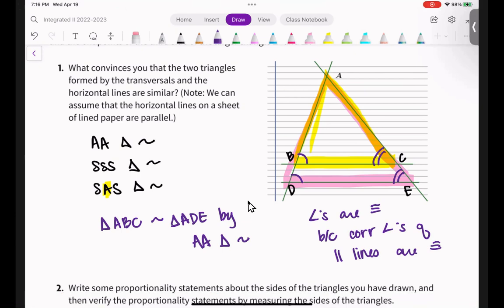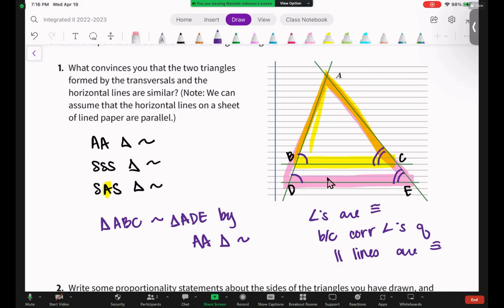Okay. If that didn't make sense, draw it again and just remind yourself, oh, because these are parallel, what do I get? Oh, I get congruent angles. And if I get two sets of congruent angles, then I automatically win AA similarity. Okay. So let's do the next problem.